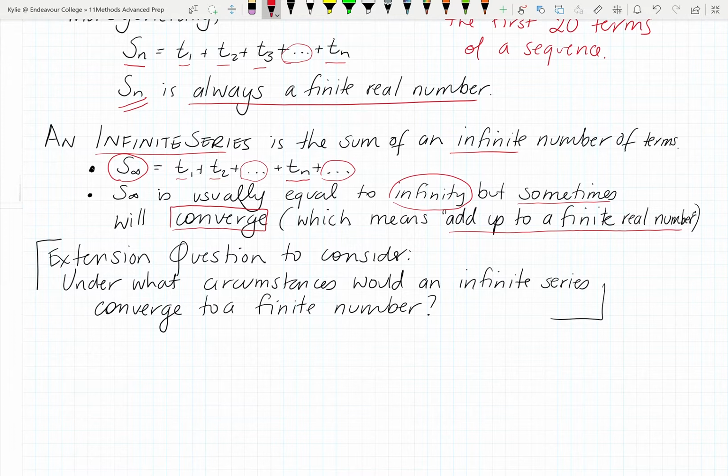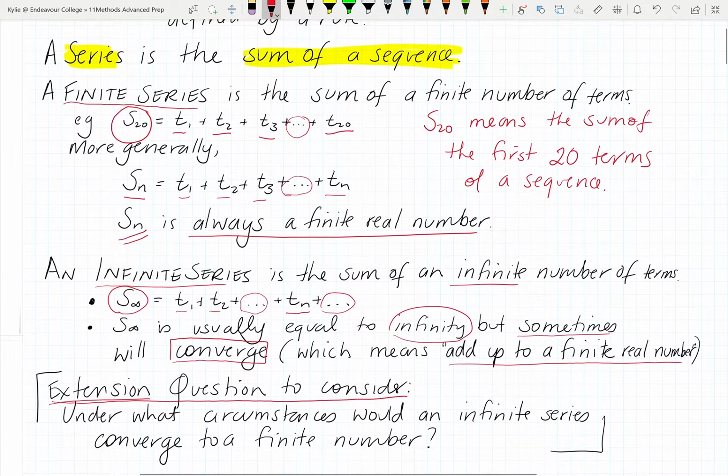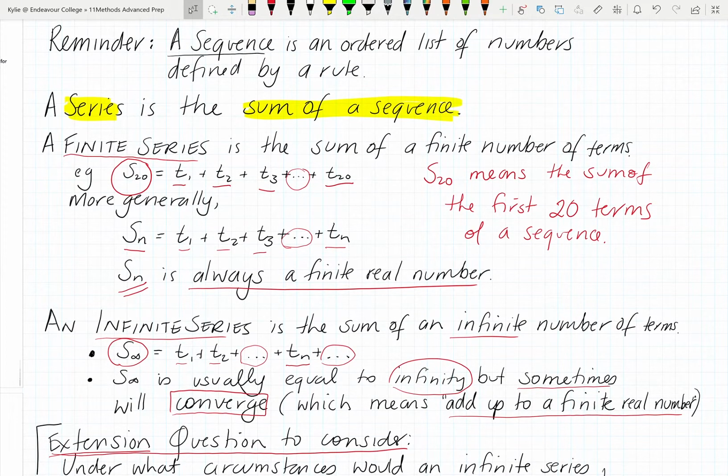If you're interested, an extension question for you to consider, and I do mean extension, I'm never going to ask you this in a test. The question would be, under what circumstances would an infinite series converge to a finite number? So have a think about what sorts of numbers you would have to be adding up to end up at something other than infinity. But like I said, for the moment, we're just dealing with finite series. And in the first little example, we'll go through some very simple finite series.